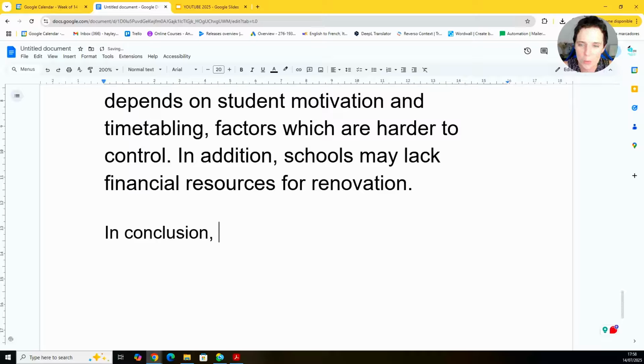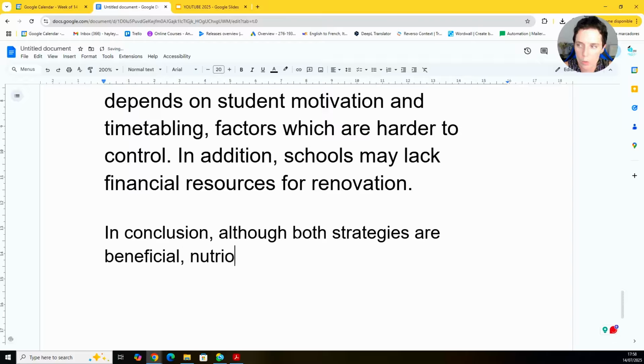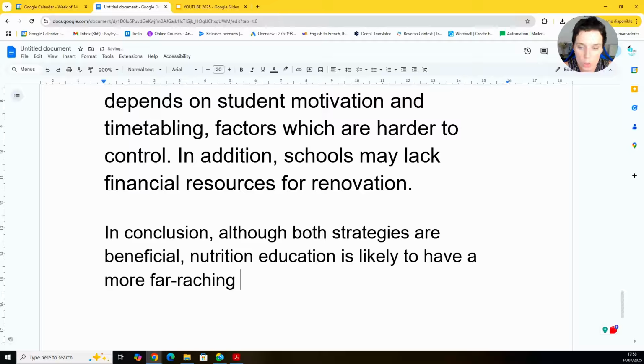So, in conclusion. So again, we can do this in a contrasting way of making a decision. So I could say, although both strategies are beneficial, nutrition education is likely to have a more far-reaching, nice collocation there, effect. Sorry, far-reaching, not ratching, far-reaching.